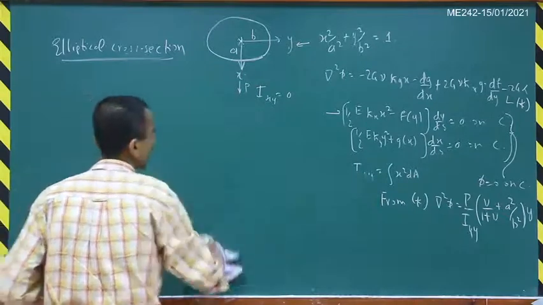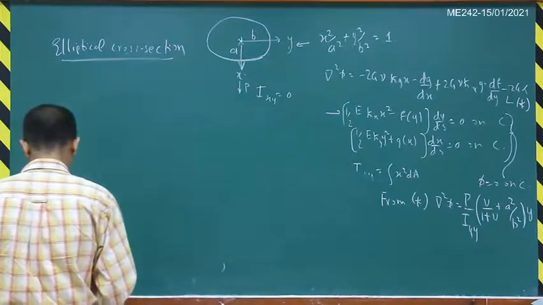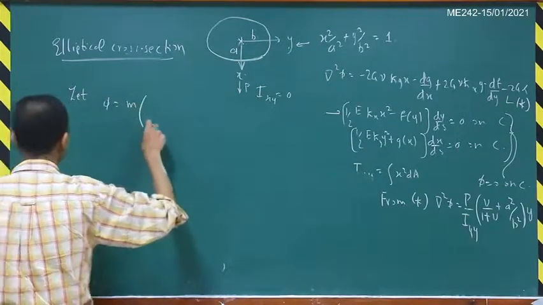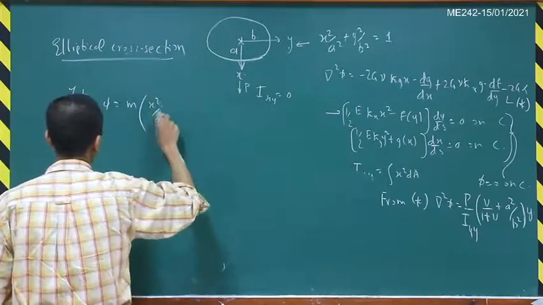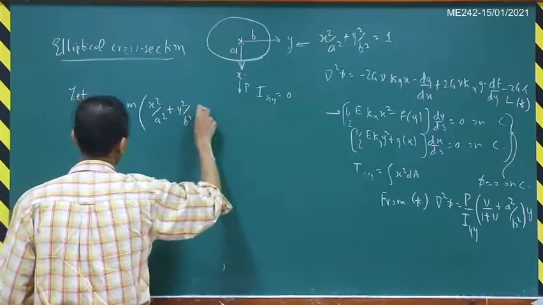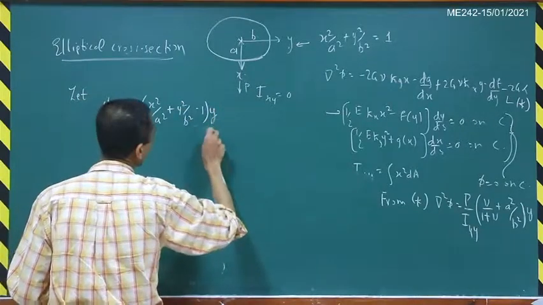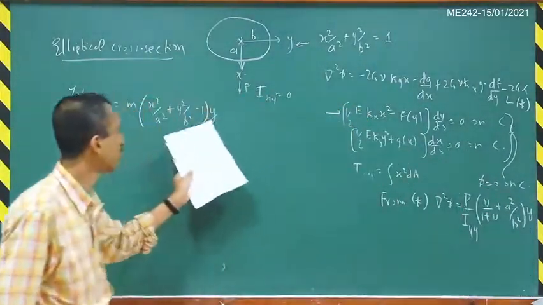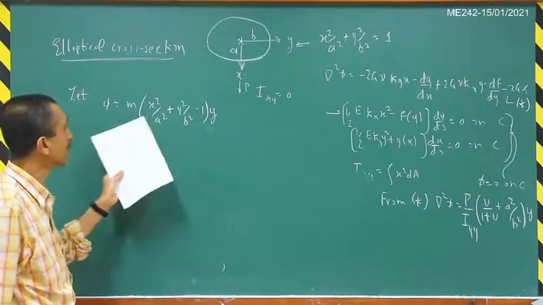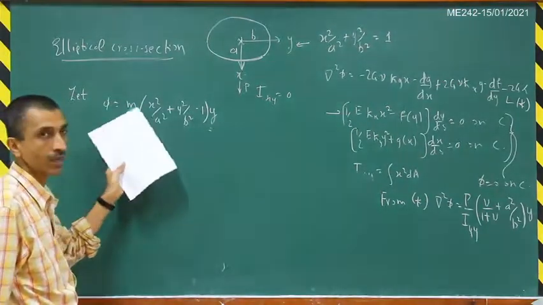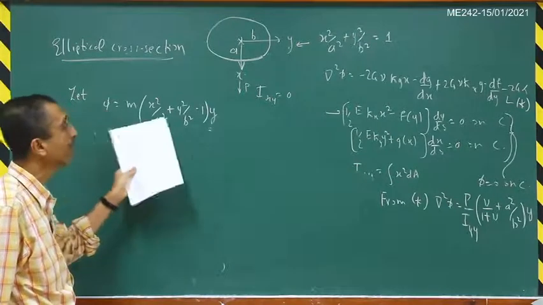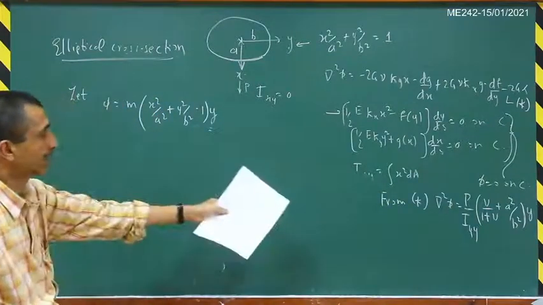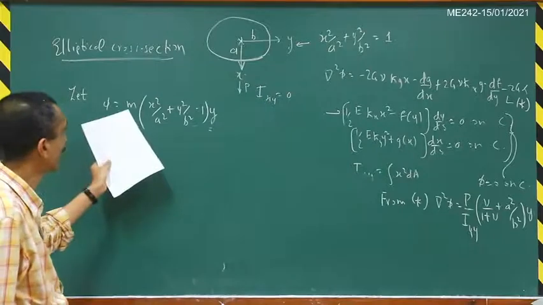So what we will do is let phi be equal to m times x square by a square plus y square by b square minus 1, times y. We keep this y here because, as I said, it is no longer a constant. In the torsion problem we did not have this y here, we just guessed it as m times this. Now you can see that because the equation of the boundary is incorporated in this guess for phi, phi equal to 0 is automatically satisfied on the boundary here. And now you can substitute it into this particular governing equation and find out what is this m.